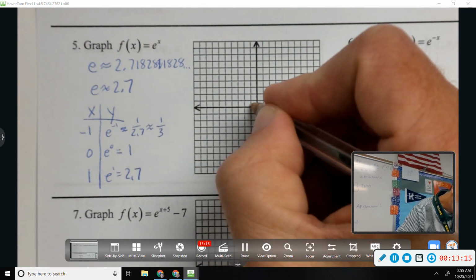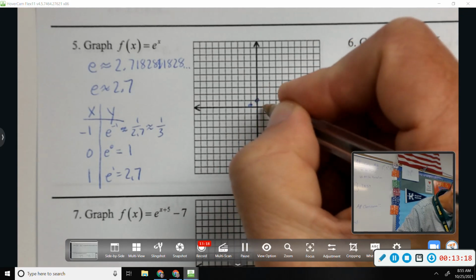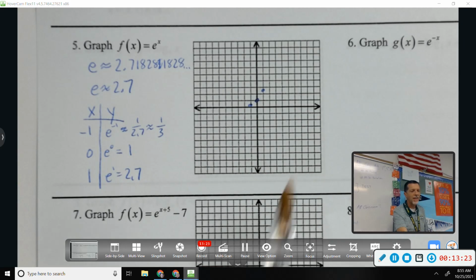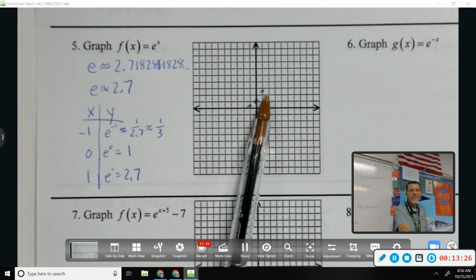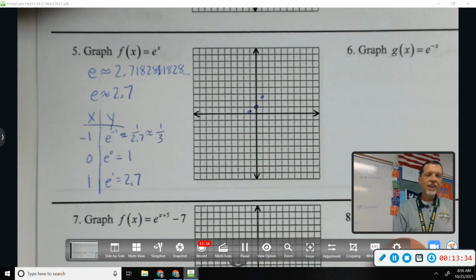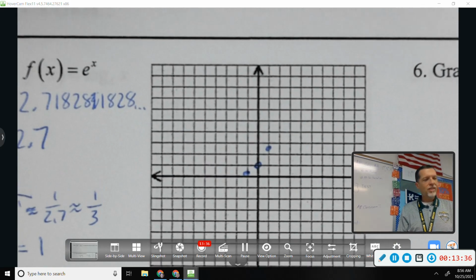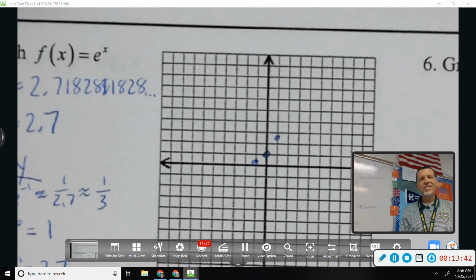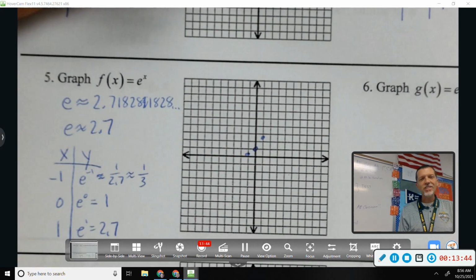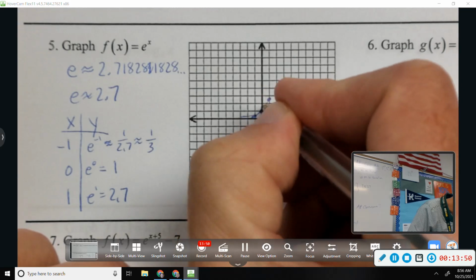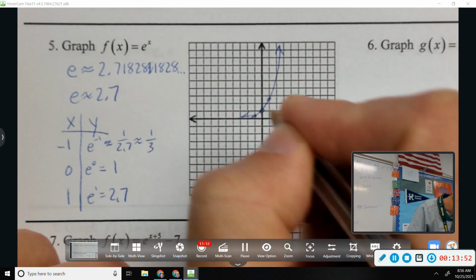So negative 1 comma a third, 0 comma 1, and 1 comma 2.7. If you're between 2 and 3 and a little bit closer to 3 than 2, that's accurate enough. I'm not going to put that under the camera and zoom in. It won't even let me zoom in any further, so I'll just have to trust you that that's 2.7. If I make a dot over the entire graphic, you can't tell if it's wrong.